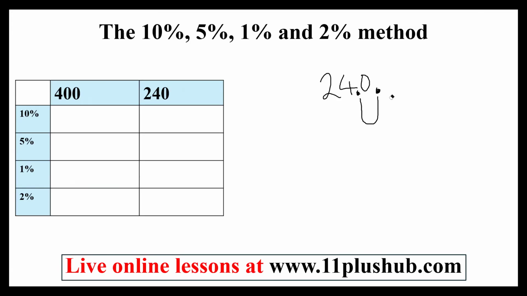That's going to say 24.0, which is the same as just saying 24. Okay, so let's write that down. 10% of 240 must be 24. How do I find 5% of 240? Well, remember, 5% is half of 10%. So I just need to halve 24, which is 12.